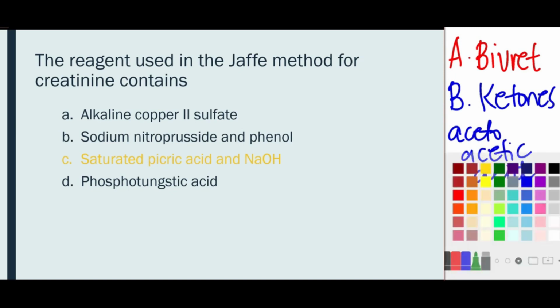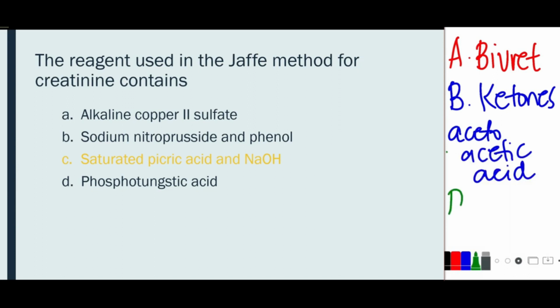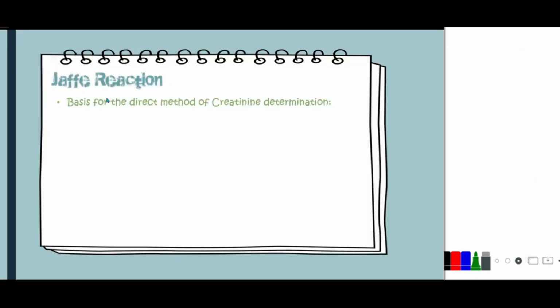And for choice D, we have here your phosphotungstic acid. So phosphotungstic acid is involved with the direct assay for uric acid measurement. Again, this is involved for the determination of your uric acid. Okay, so Jaffe reaction, as we all know, is the basis for the direct method or the chemical assay of creatinine determination. So what is Jaffe reaction?